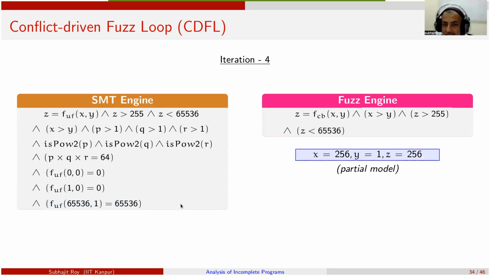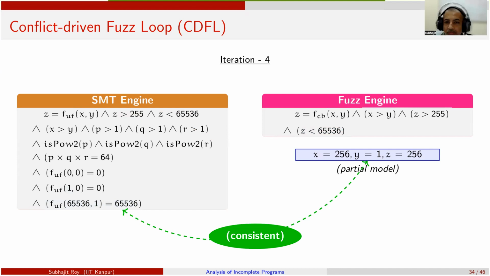Now you get another partial model from the fuzzer. We propagate it back. And now both of the engines are consistent, so none of them get any contradictions. In fact, the SMT engine rather doesn't get a contradiction. And then because everything is consistent, we can extend this partial model, append it with the model from the SMT engine, and produce a full model.